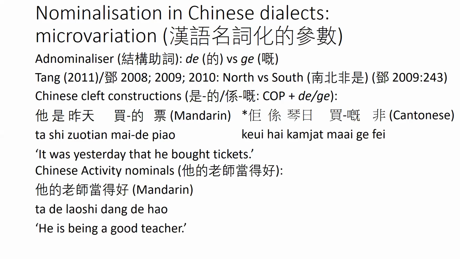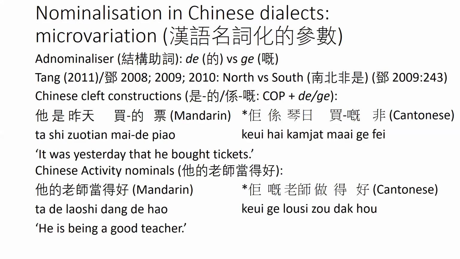Another construction in which de and ge differ is the use of de as the head of an activity nominal in subject position. So, for example, in Mandarin, it's possible to say 他的老师当得好, meaning he is being a good teacher. 他的老师 here does not denote a real person, but rather the attribute or the activity of being a teacher. So, 他的老师当得好.